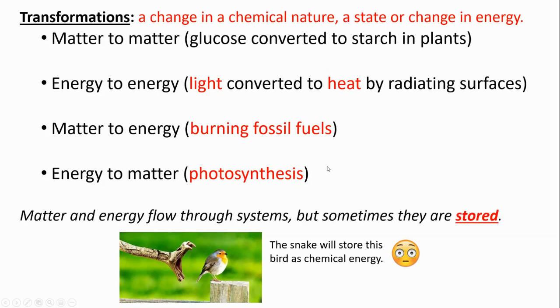Okay, so matter and energy flow through systems. They can be stored, right? So they're stored for periods of time in animals, in plants. And I'm pretty positive this is not a real picture, but this is an example. So the snake will eat the bird, and for a time, that bird will be stored as chemical energy in the snake.